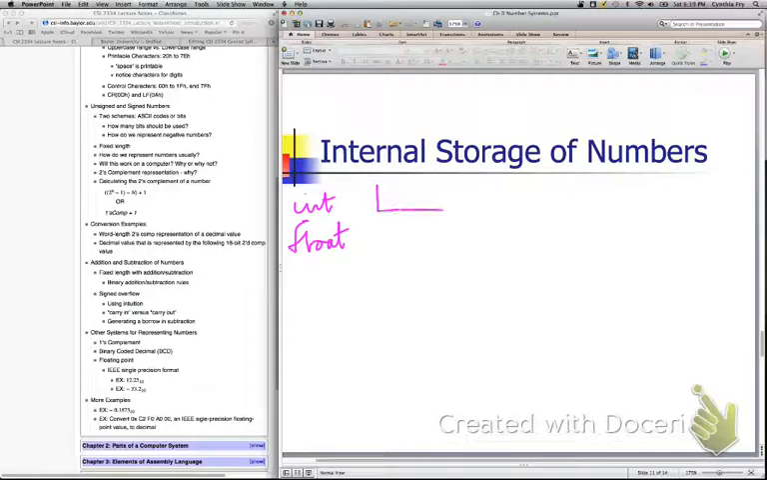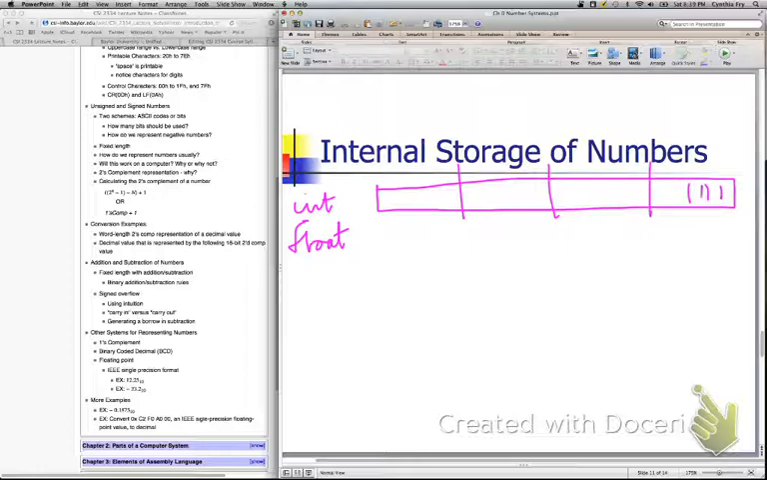In the case of my integer, let's see if I can do this. It's going to be ugly, guys, I'm sorry. But I just want to draw all 32 bits.